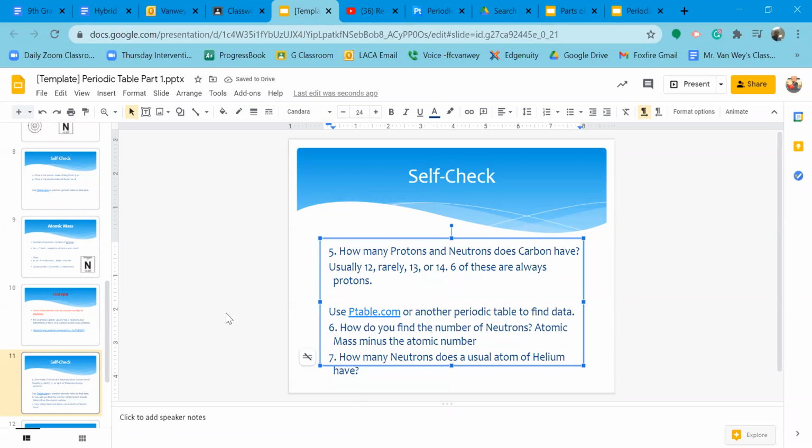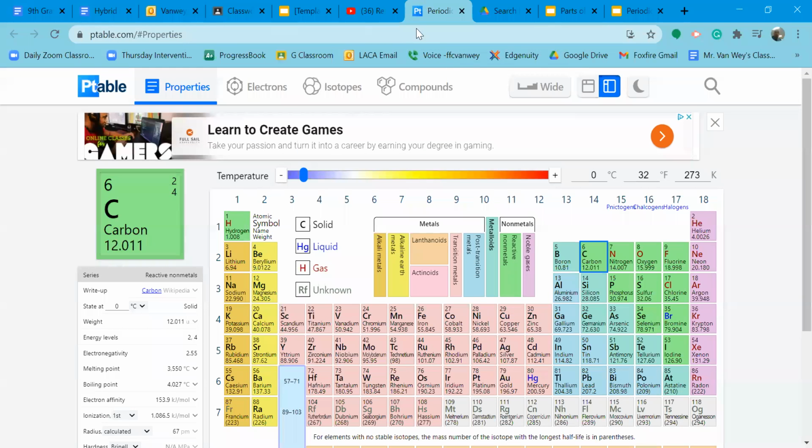So how many neutrons does a usual atom of helium have? We'll take a look. Here's helium. It has an atomic mass of, we can call this 4, right? We can all agree that we're going to round that to 4. Don't get confused in the rounding. It's usually the nearest number. Like lithium, that's 7. Beryllium, though, that's 9.